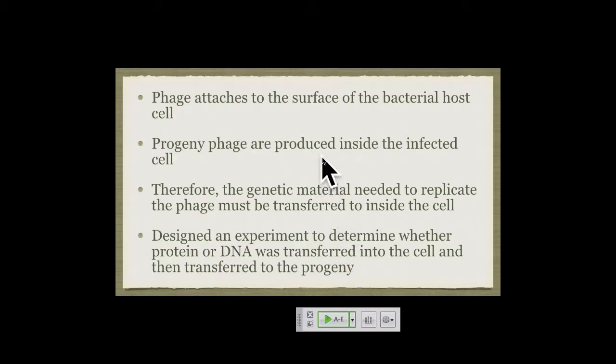All right. They knew that the phage attached to the surface of the cell, and since the phage were assembled inside the cell and then lysed the cell, whatever the genetic material was, it had to be transferred from the phage into the cell. So the question was, is it protein that's getting transferred into the cell, or is it in fact DNA?